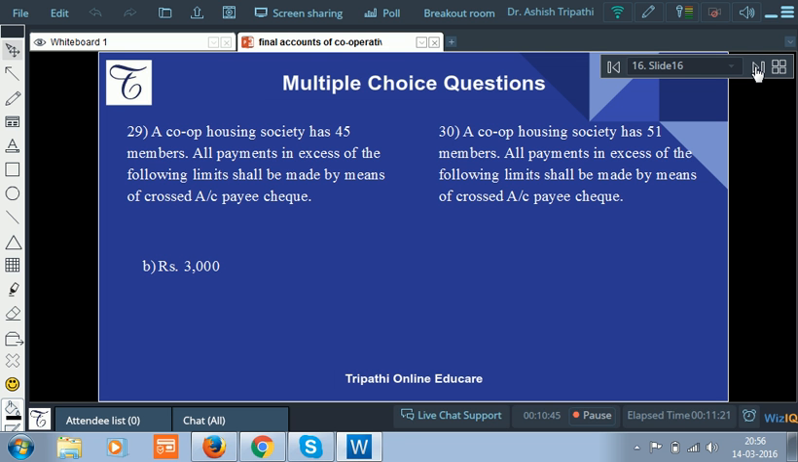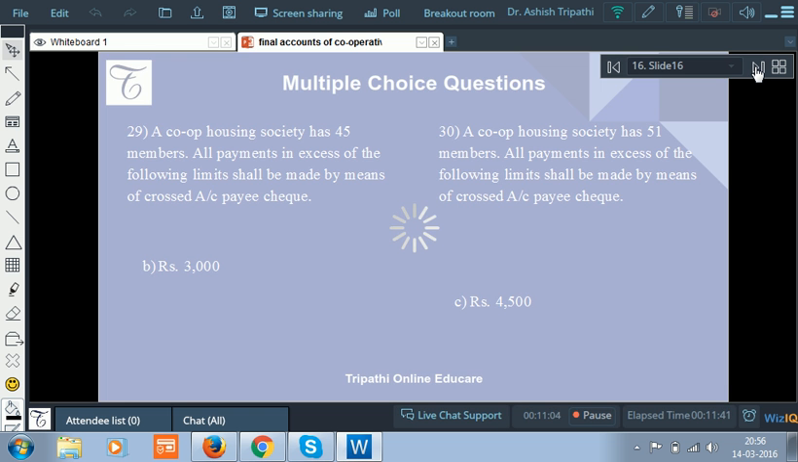30. A cooperative housing society has 51 members. All payments in excess of the following limits shall be made by means of crossed account pay check. A, rupees 1500. B, rupees 3000. C, rupees 4500. D, rupees 5000. And the correct answer is C, rupees 4500.